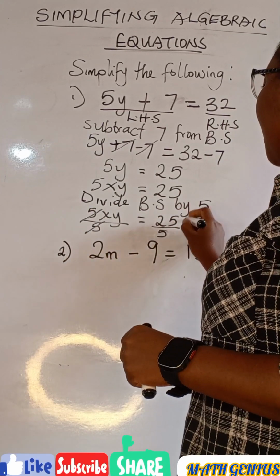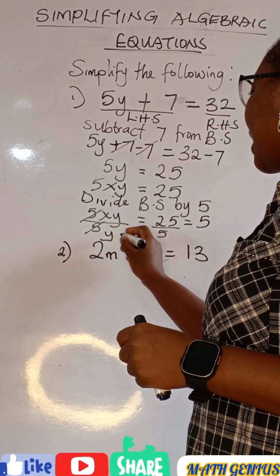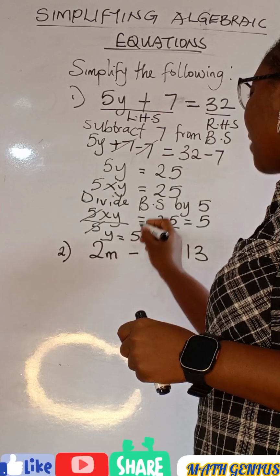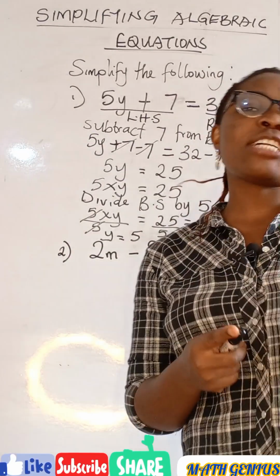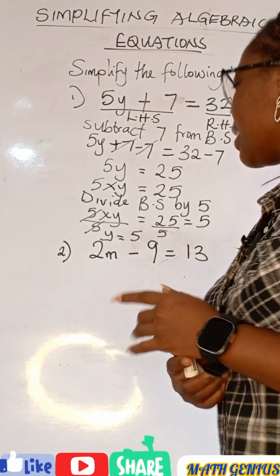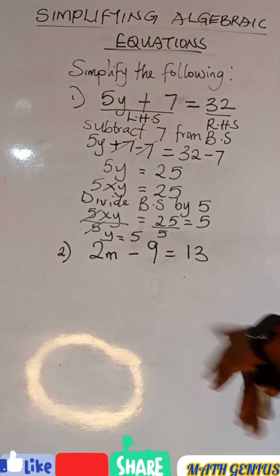So 25 divided by 5 is 5. Obviously, we are now left with y equals 5. Did you see that? It's very clear. I think I'll move further to example 2. I think doing example 2 will give us a clearer picture of what this is all about.